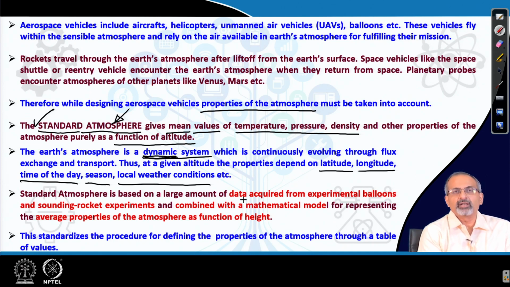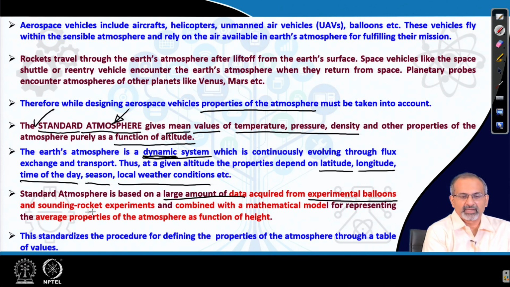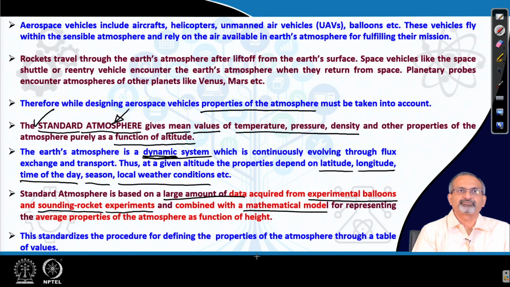It is based on a large amount of data, which is obvious, and those have been acquired from experimental balloons which have been flown in the Earth's atmosphere at different altitudes, and a lot of data has been gathered. And data also has been gathered through sounding rocket experiments. And once these data were available, they were combined suitably to give rise to a mathematical model for representing the average properties of the atmosphere, and purely as a function of height or altitude.